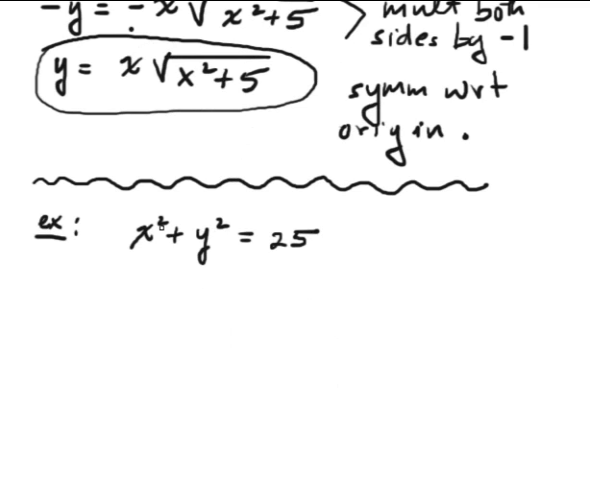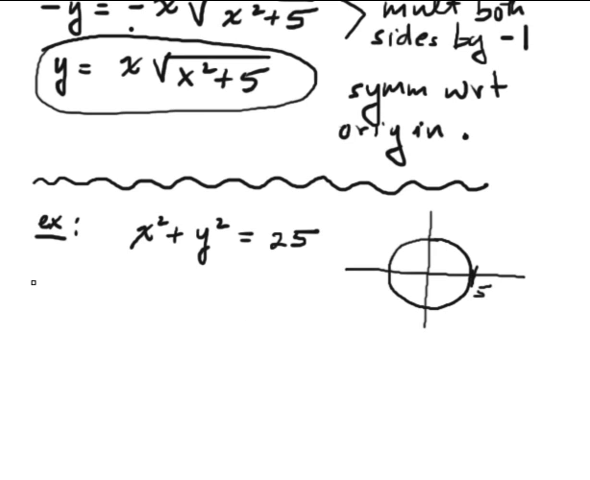Let's look at another little example. Let's suppose we have this equation, x squared plus y squared is equal to 25. You might recognize that this is a circle, center 0, 0, radius 5. And if you can picture what that looks like, it really has all the symmetries, all 3 symmetries.